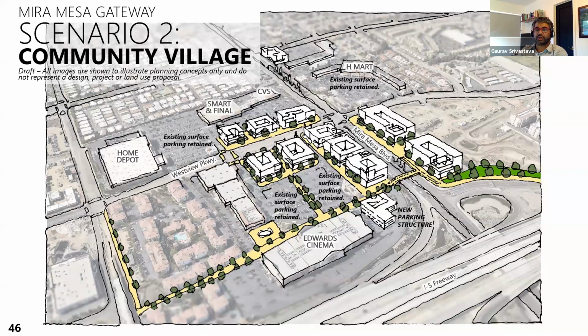The likelihood that a new parking structure would be required is illustrated here. That's a new parking structure that sits just to the right of Edwards Cinema in this image, to accommodate some of the lost parking that's occurring because of the developments on the parking lot.